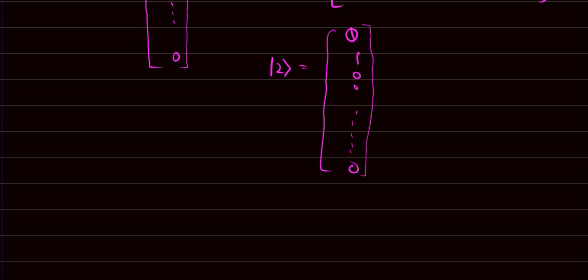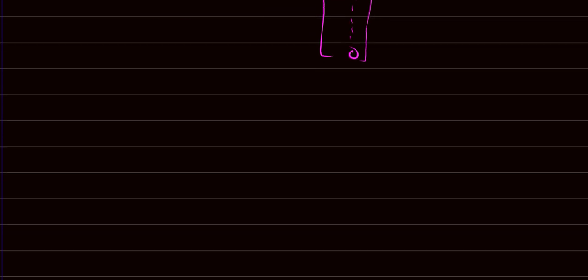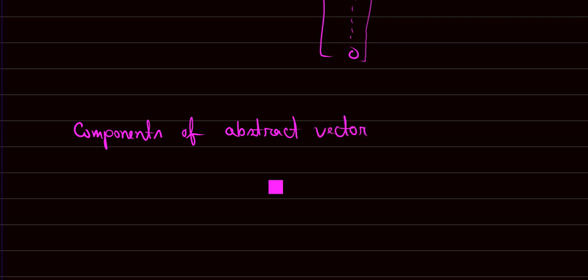And now we want to find out how to know what the components of an abstract vector are. We write the vector in terms of the vectors in our basis, let's say an orthonormal basis, and we want to know these components. What are these components?